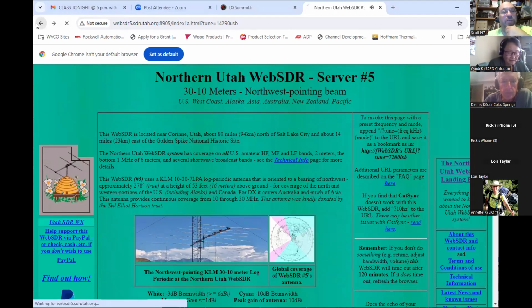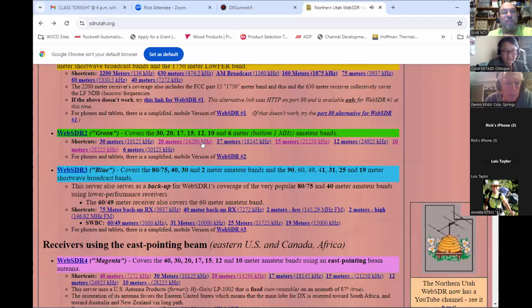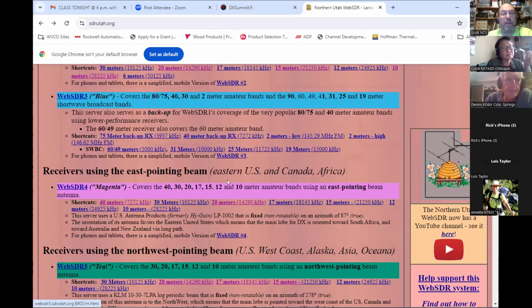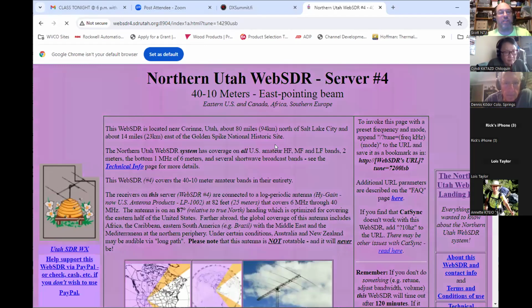Let's pick another one of their receivers, because that one is pointing west. We want one pointing east. So let's grab one pointing east. There we go. You might notice it's a little more crowded.